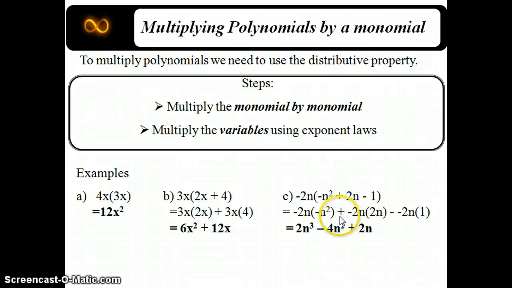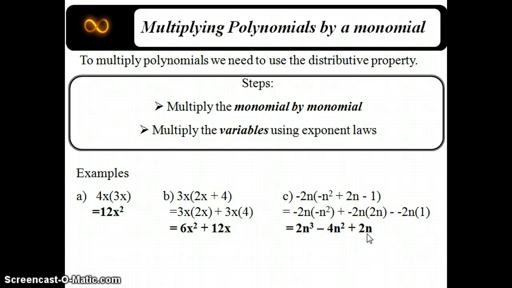Now the next one, negative 2 times positive 2 is a minus 4. N times n, n to the power of 1, n to the power of 1, add the exponents to get n to the power of 2. And then our last one, we have a minus 2 multiplied by a minus 1. We get a positive 2, and then we just bring the n down as well. So our answer is 2n cubed minus 4n squared plus 2n, and again, written in standard form.